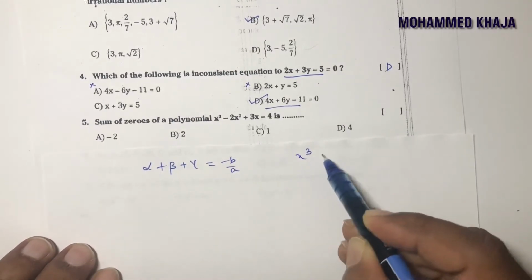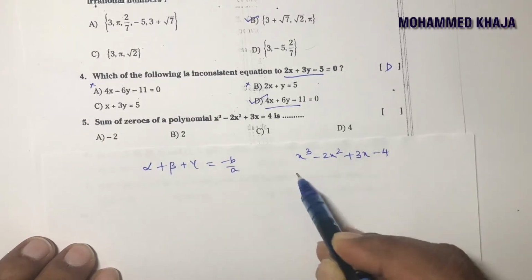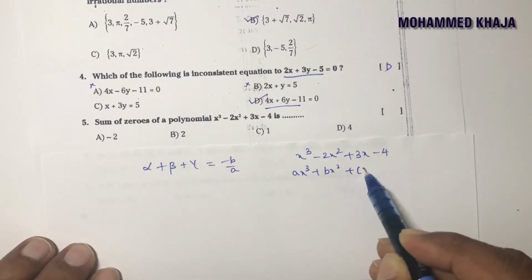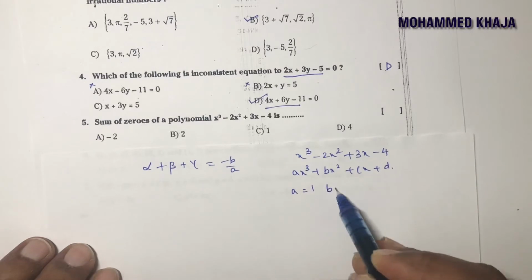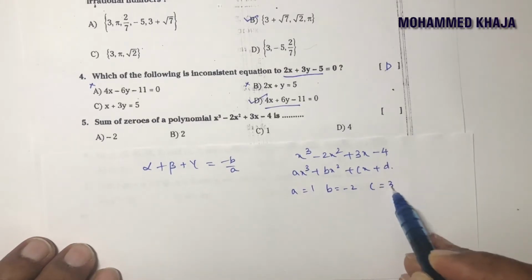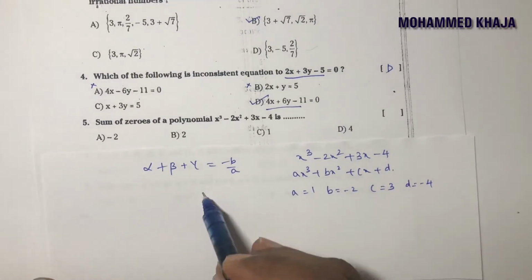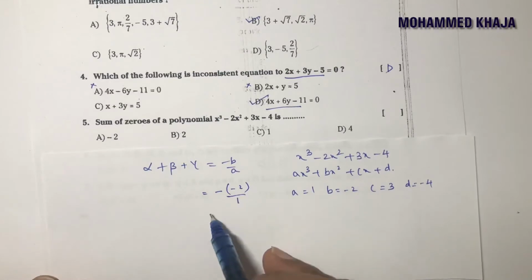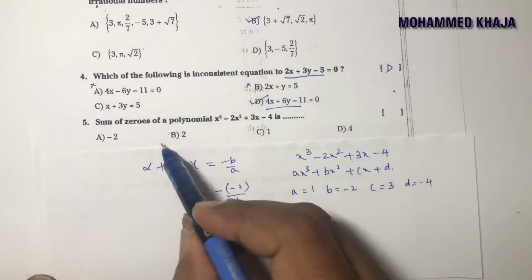So here it's a cubic polynomial, x cube minus 2x square plus 3x minus 4, compared with a x cube plus b x square plus cx plus d. So a value is 1, b is minus 2, c is 3, d is minus 4. So minus b, if you see, again it is minus, and a is 1. So minus of minus 2 is plus 2. So the correct option is B.